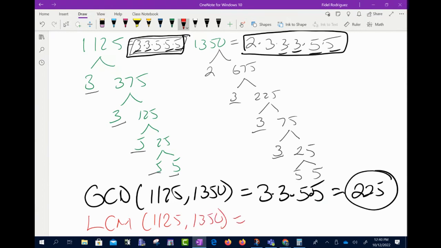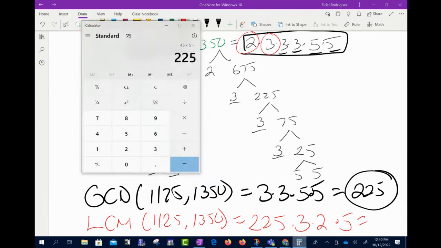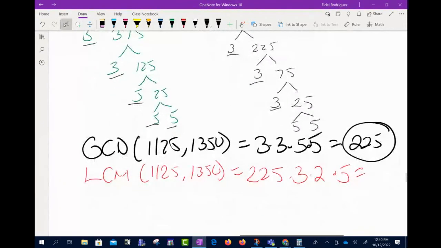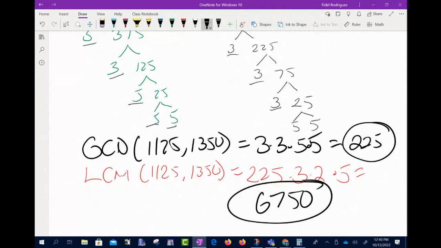Okay. So let's see, if we took away the 3s and the 5s, what else are we left with? So that's 225. We're still left with this 3 here. We're still left with this 2 right here. And we're still left with that 5 right over there. So I'm just going to multiply those guys out again. So times 3 times 2 times 5. 6,750 is going to be my least common multiple. Okay. 6,750.